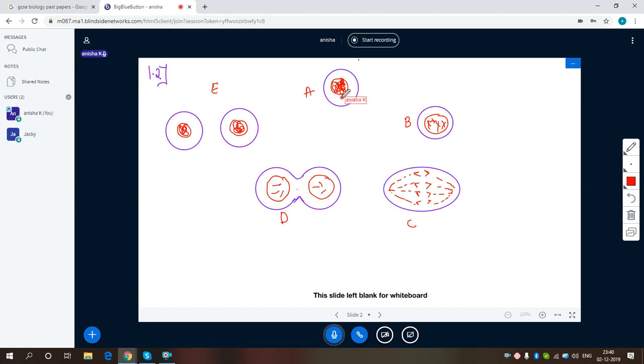Then we have the chromosomes are doubling. Here, the nucleus inside them, what is happening? The chromosomes are doubling. Only after the chromosomes are doubling, you will get this figure B. The last option, the chromosomes are splitting, that is happening only in the figure C.